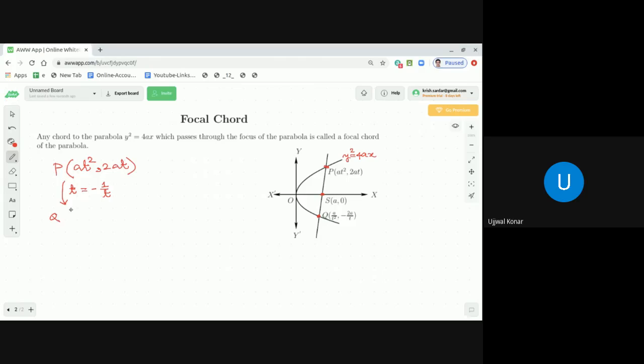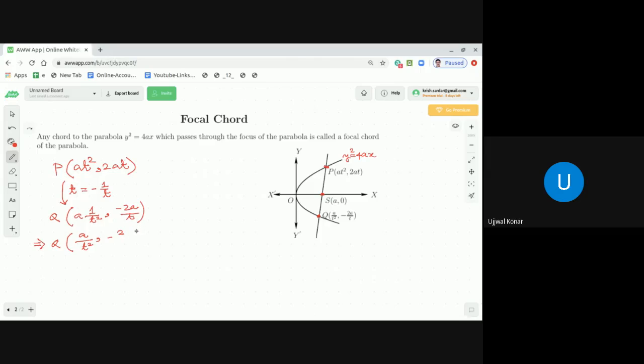Then we get Q as, a into t square, where t should be minus 1 by t. So t square means minus 1 by t whole square, which is a into 1 by t square, comma 2a by minus t, so that becomes minus 2a by t. Correct now? So the coordinate of the point Q we get is a by t square and minus 2a by t.